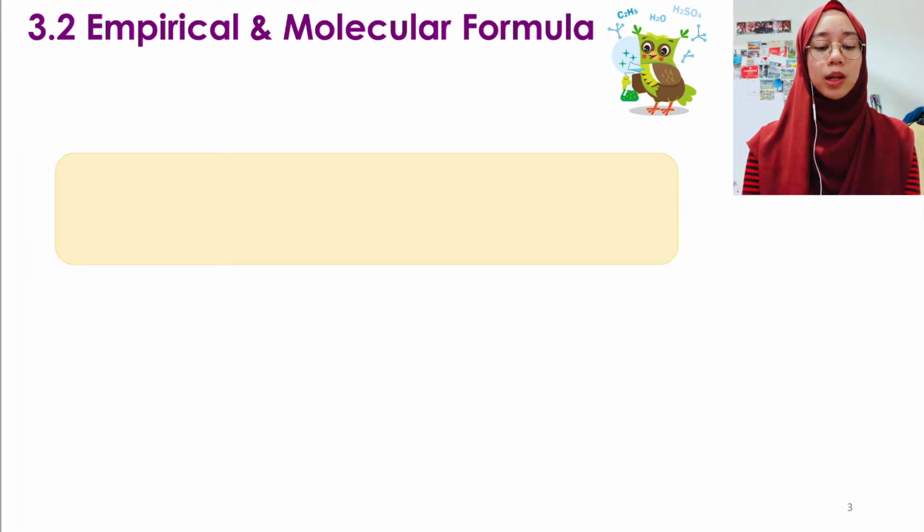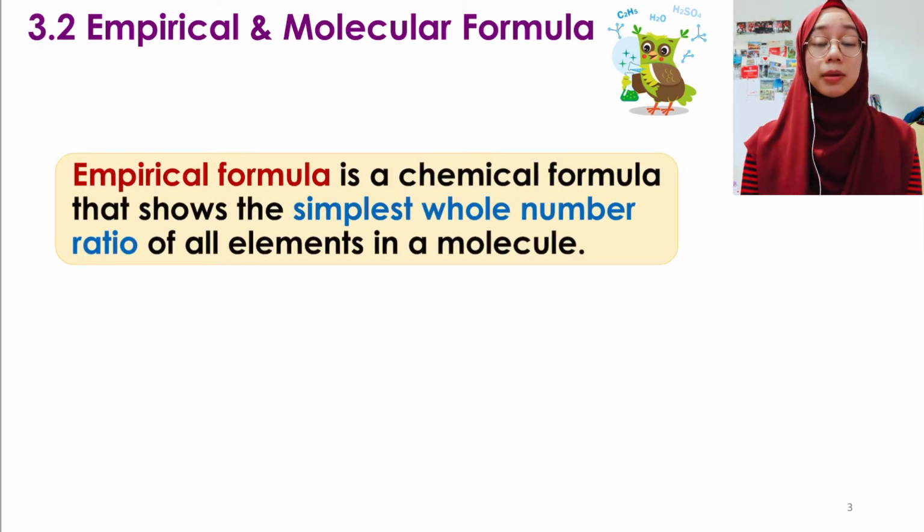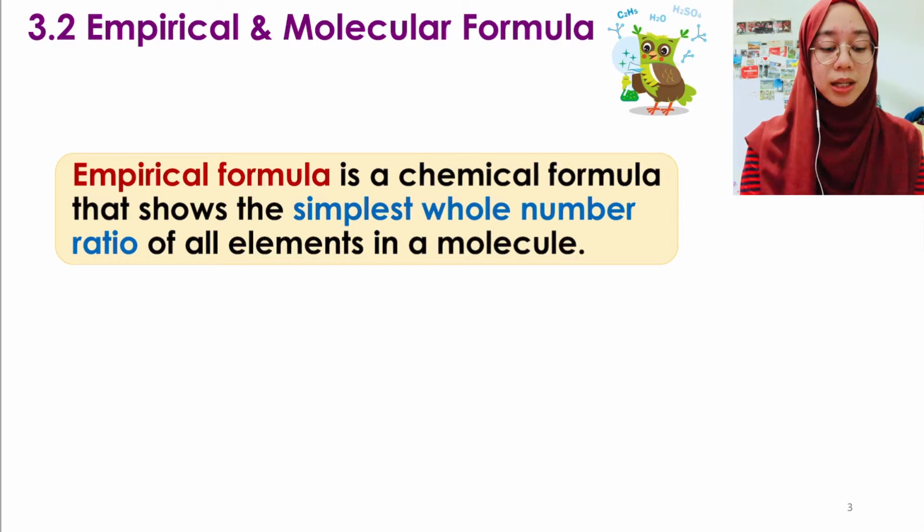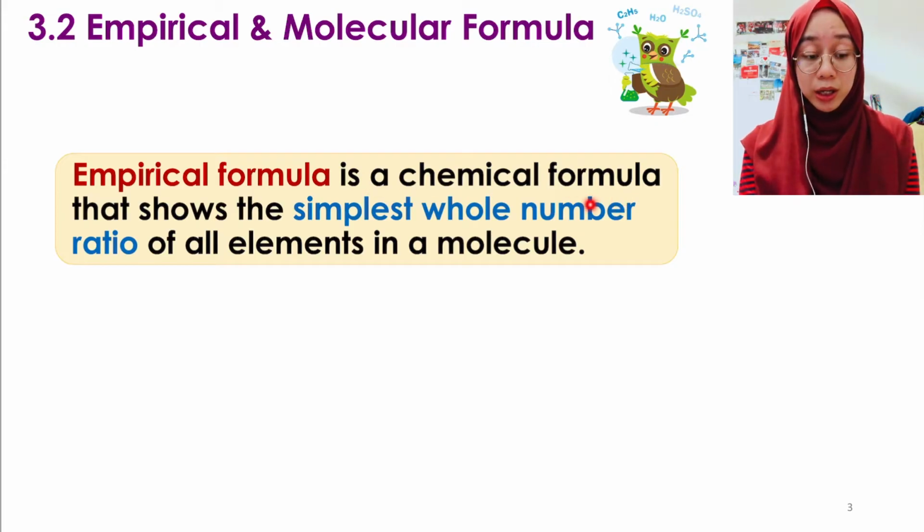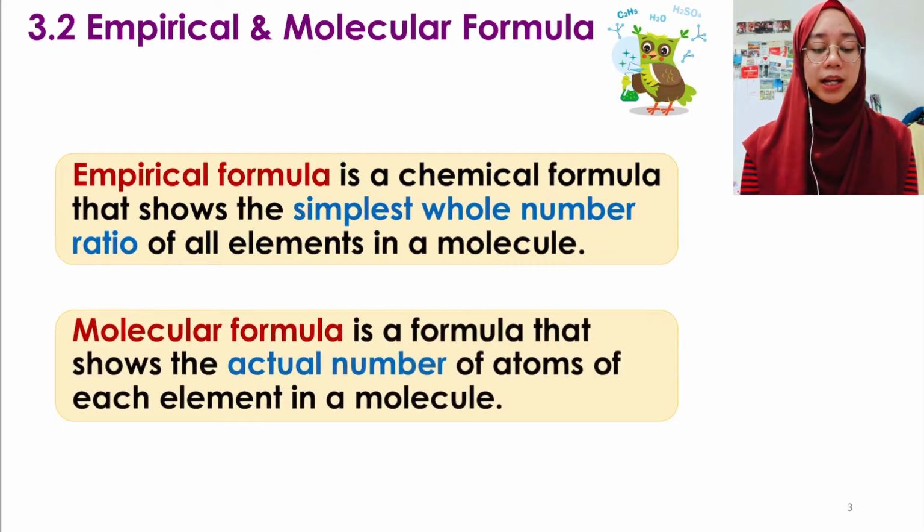So empirical formula is defined as a chemical formula that shows the simplest whole number ratio. Okay, it has to be whole number ratio, and simplest pula tu, okay, simplest of all elements in a molecule. Okay, and then kalau molecular formula pula, molecular formula is a formula that shows the actual number of atoms of each element in a molecule.